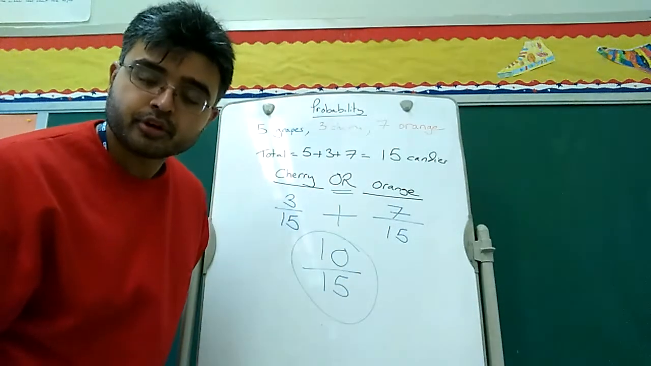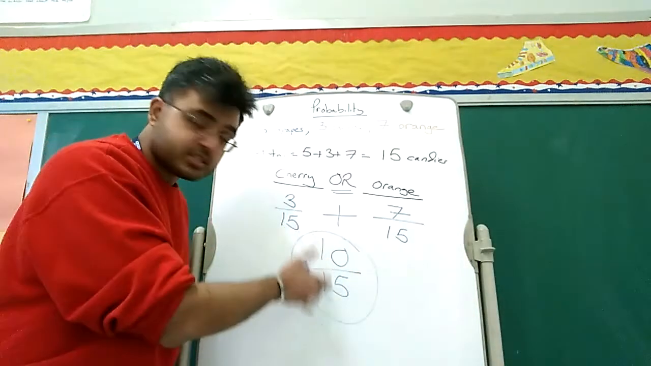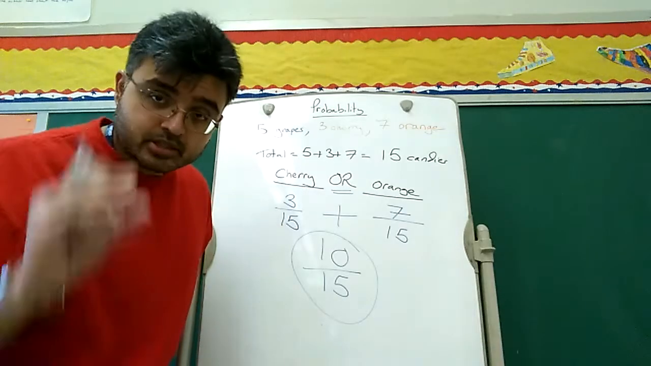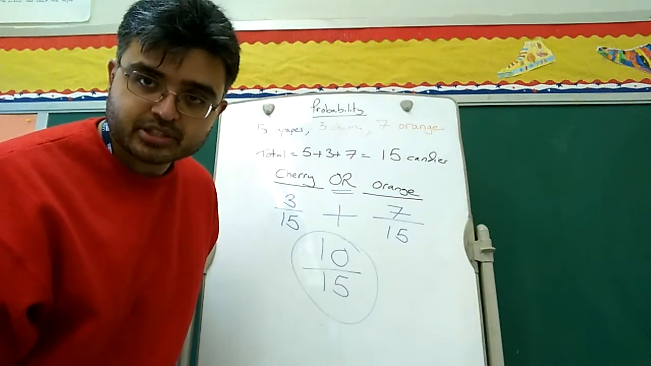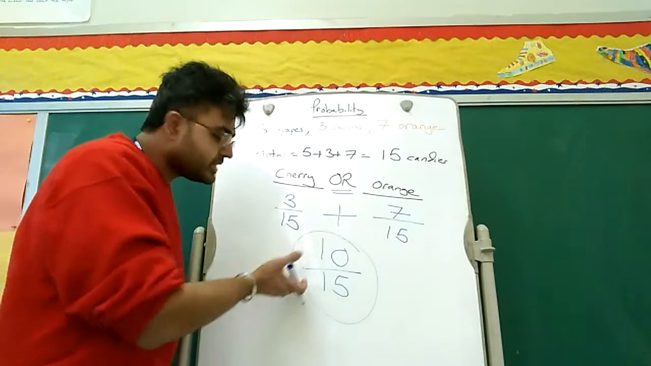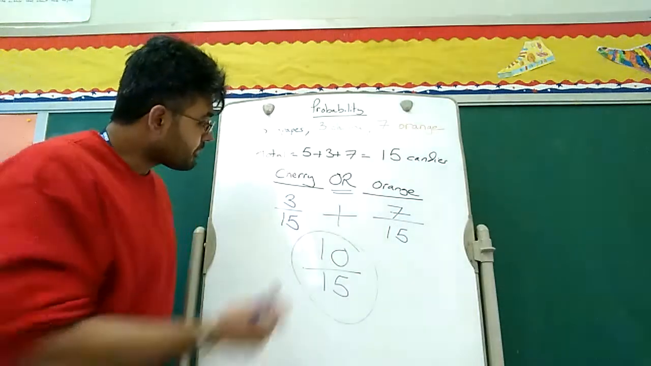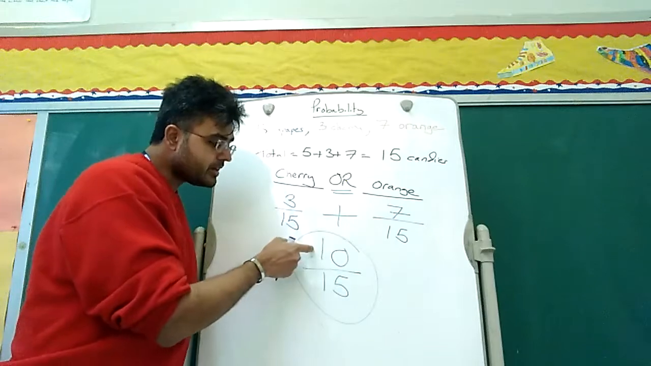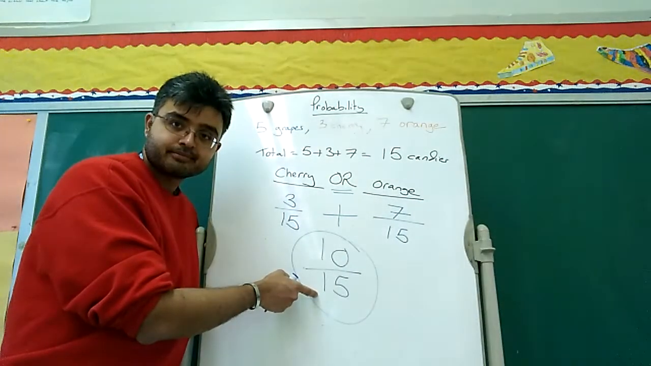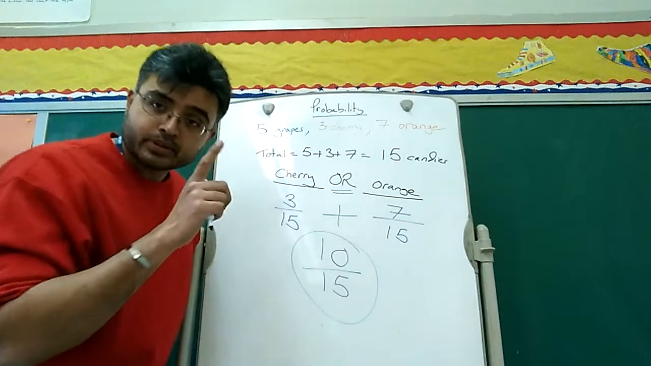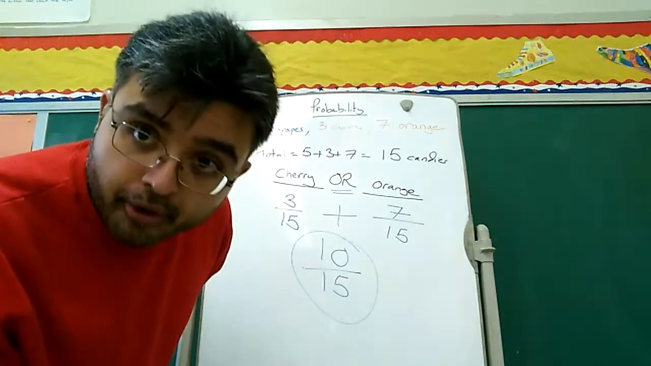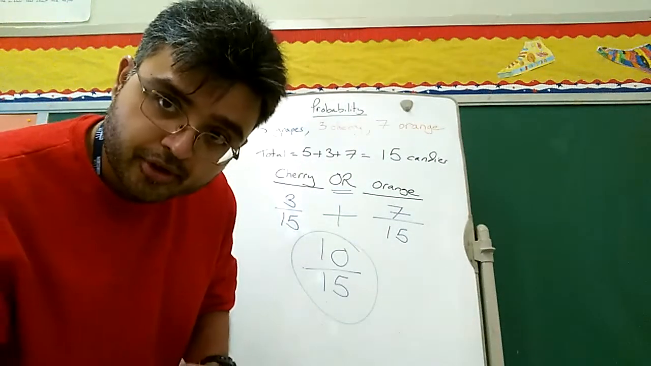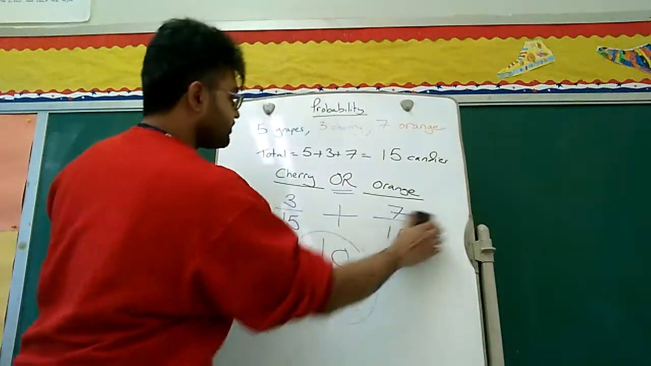10 over 15. And of course you can simplify this. I tell the kids they must always simplify the fractions if they can. But essentially this is the answer. If I picked a cherry or orange, what's the probability? 10 out of 15 chances. That's how we do probability with "or". Let's try the other option here.